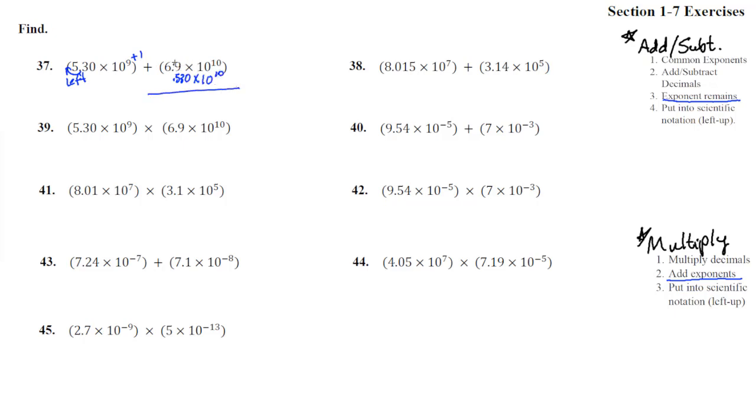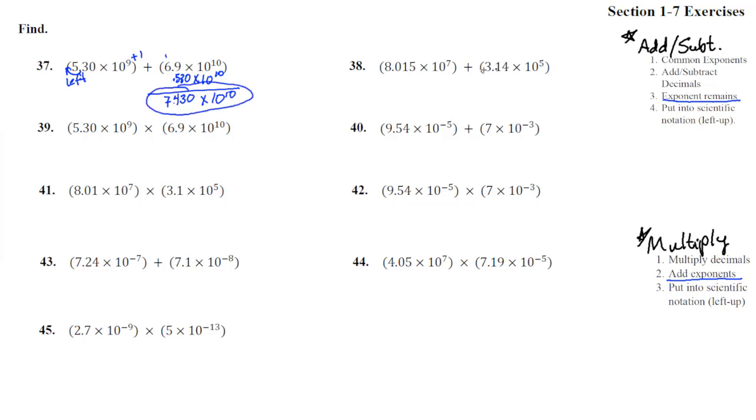And now we add them. 0 plus 0 is 0. 0 plus 3 is 3. 9 plus 5 is 14. Carry the 1. 1 plus 6 is 7. 7.430 times 10 to the, exponent remains, 10th. So there we have that one right there.